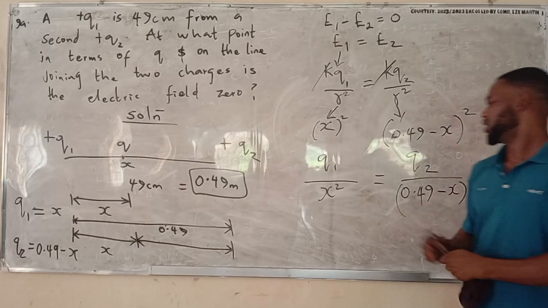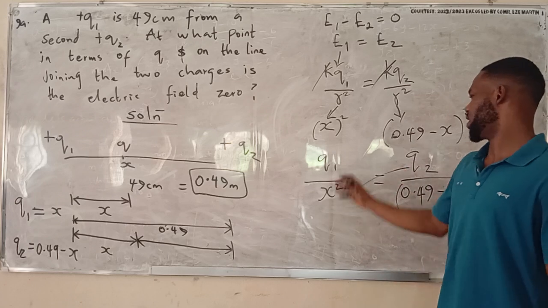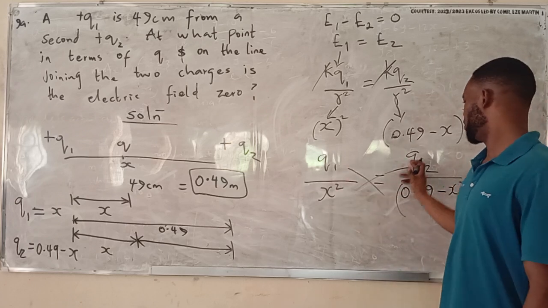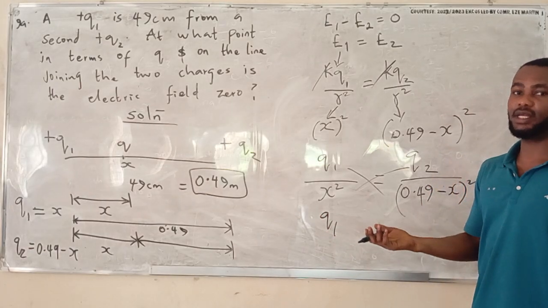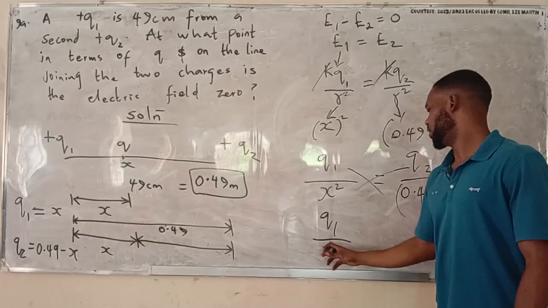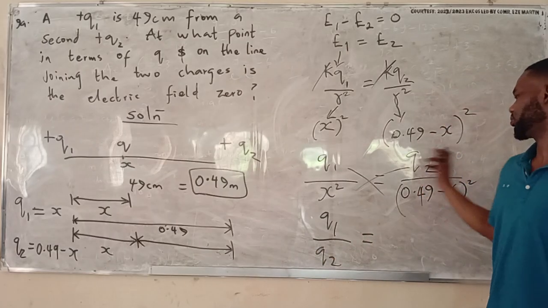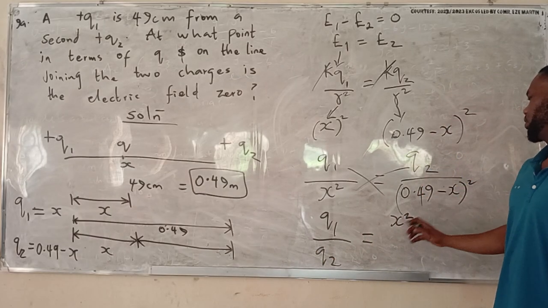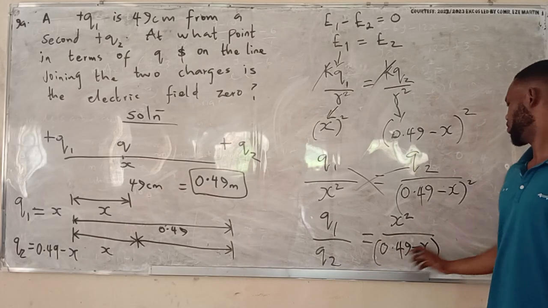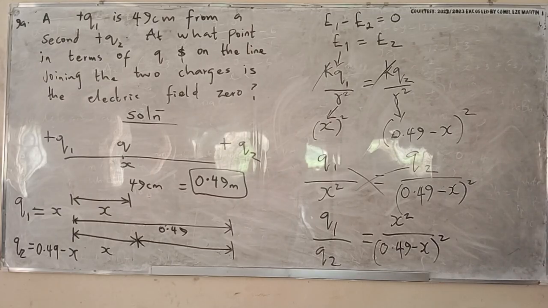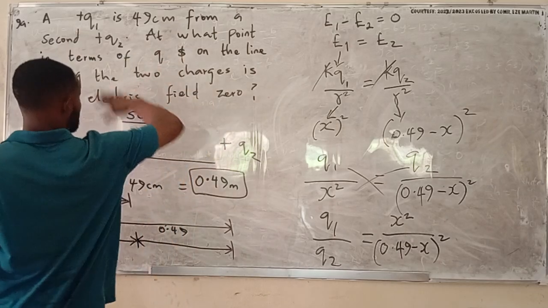Remember that you always have to find a way to put your q on one side and your x position on the other side. So I'll get this down here and this up here, so that I'll have q1 over q2 equals x squared over (0.49 minus x) all squared. This is the same as cross multiplying. If I want, I can stop here, but since the goal is to get the position, I will solve it mathematically.